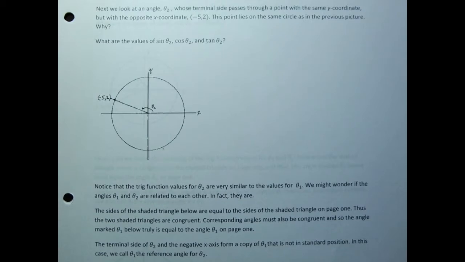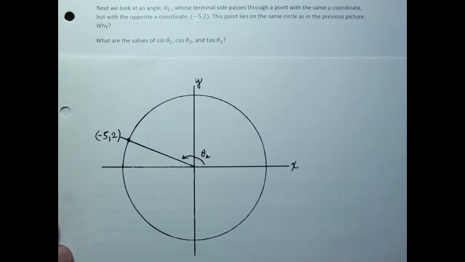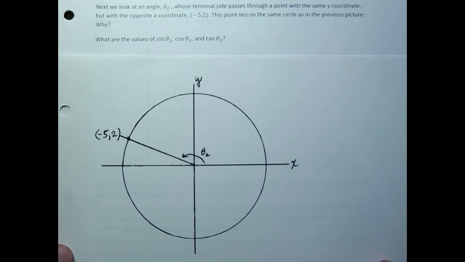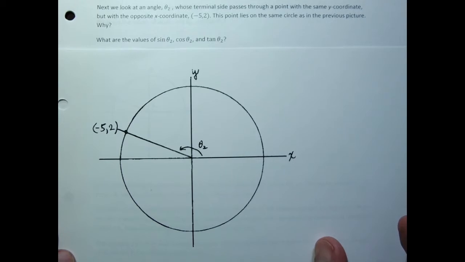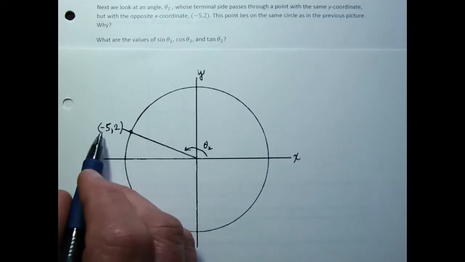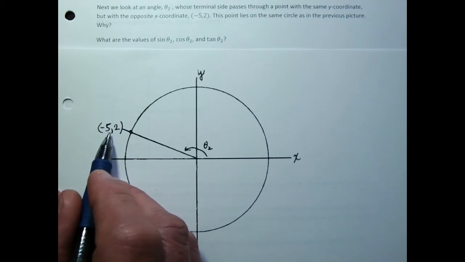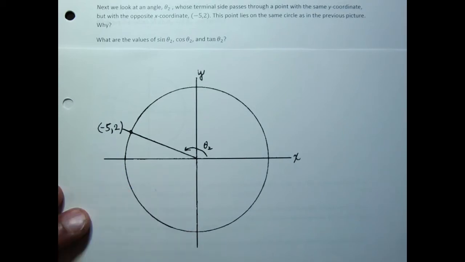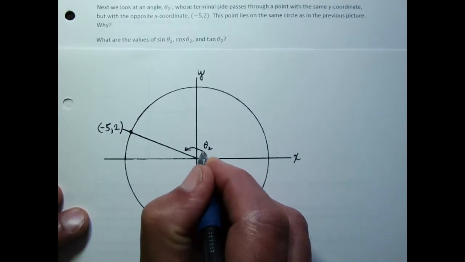Now we're going to look at a different angle called theta 2, whose terminal side passes through a point with the same y coordinate but opposite x coordinate. And this point lies on the same circle as in the previous picture, right? If I take negative 5 squared plus 2 squared, I'm going to get positive 29 is r squared. So it's on that same circle. And here, again, theta 2 is this angle here.